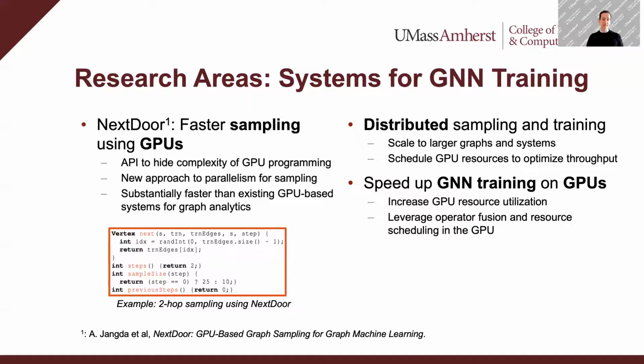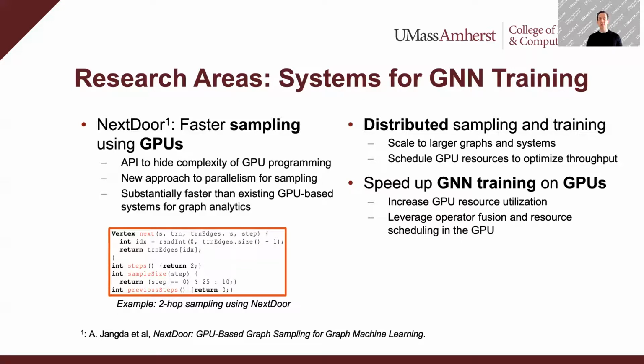And that's thanks to a new approach to parallelism that is specific to sampling. For example, in the slide, you can see how easy it is to implement 2-hop sampling using Nextdoor: just a few lines of code, and you get a very efficient implementation. Ongoing work from my group is on speeding up distributed sampling and training.